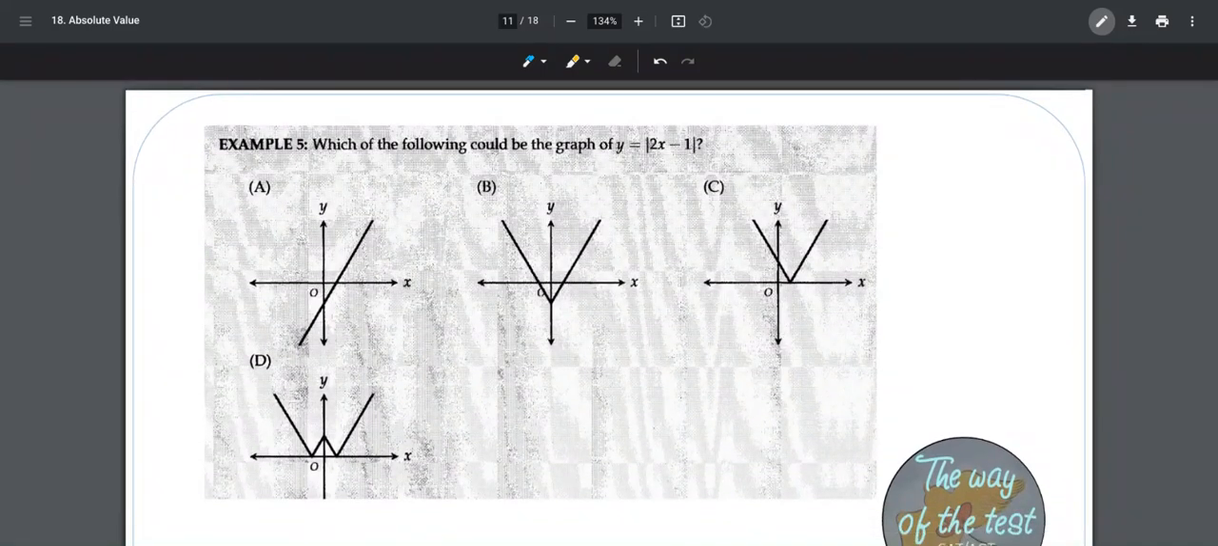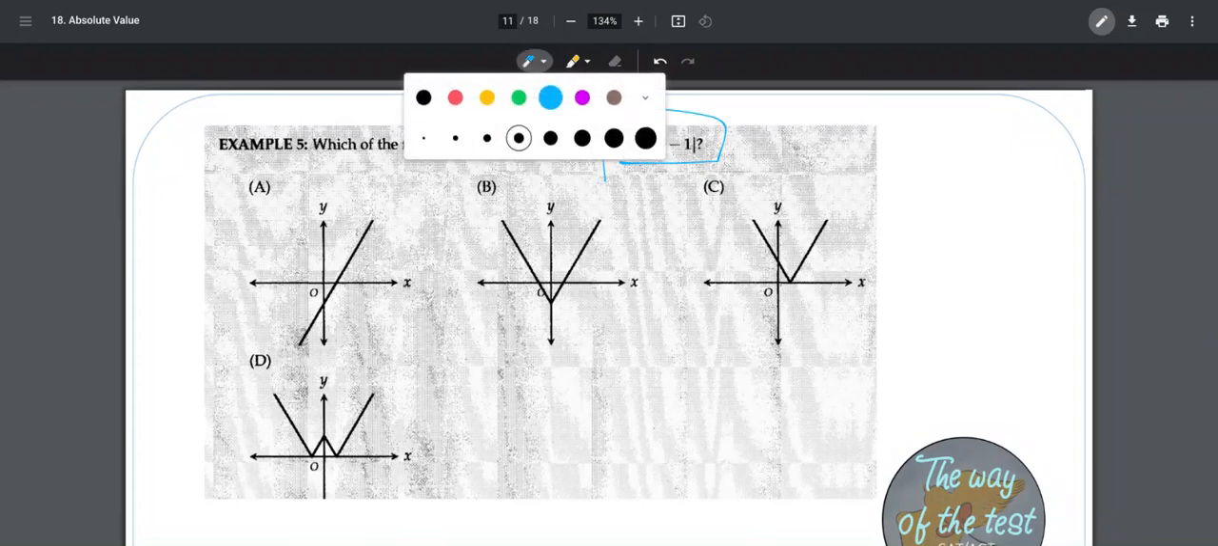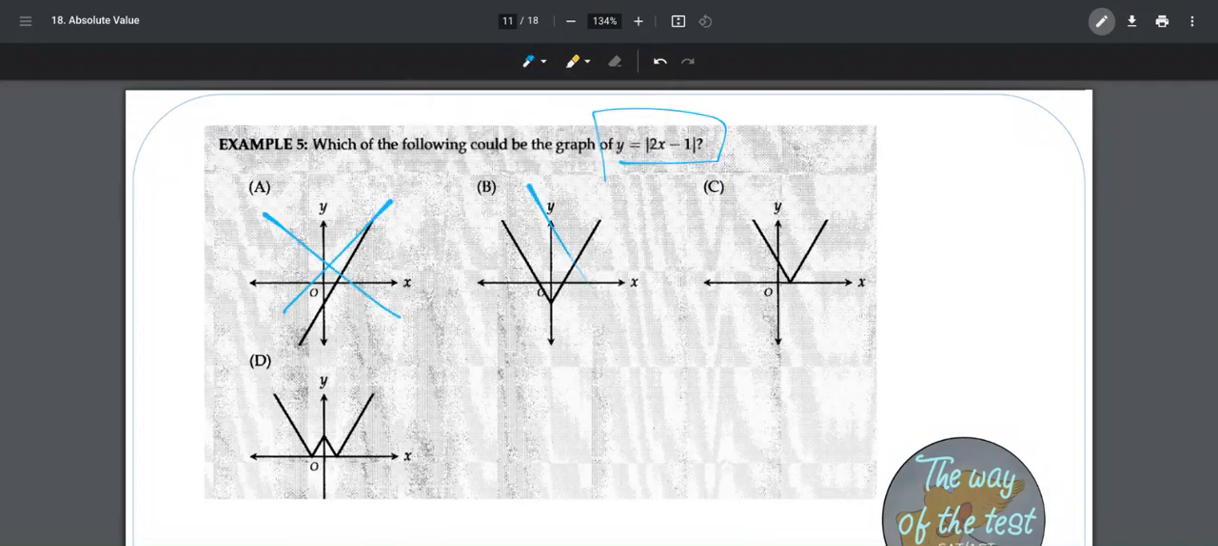Okay, pause the video right here. This is a graph of absolute value. Solve this question, write down the answer, and we are going to check. Which of the following could be the graph of this? Now, this is the graph of an absolute value. And remember, the absolute value never takes negative values for the y-axis. So just by knowing that, we can know that the answers cannot be A and cannot be B because they're taking negative values of the y-axis.